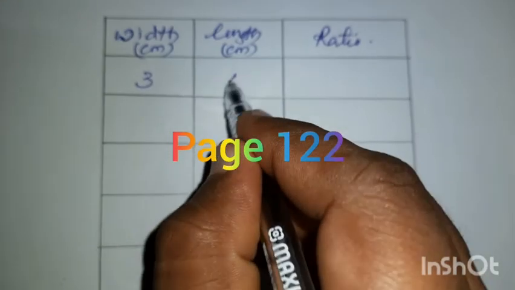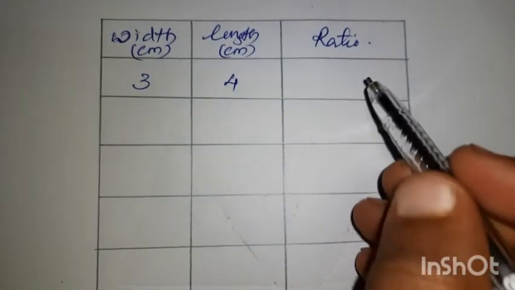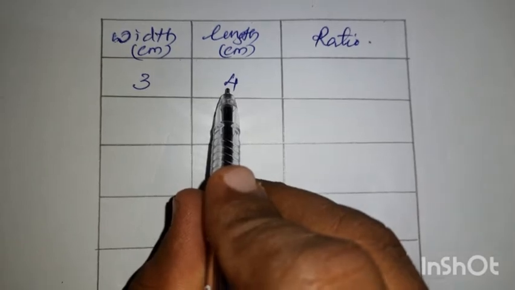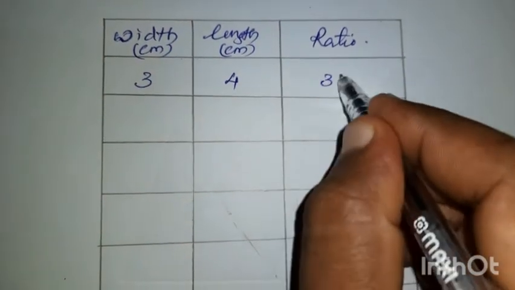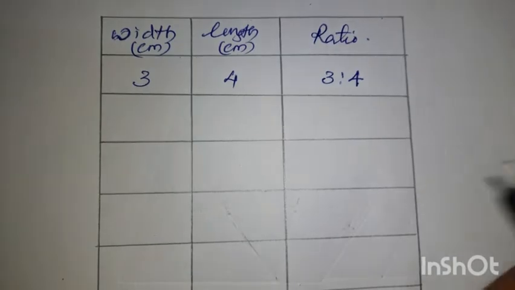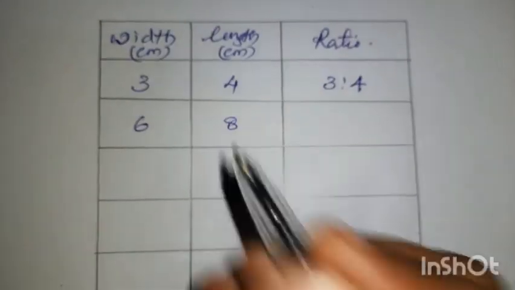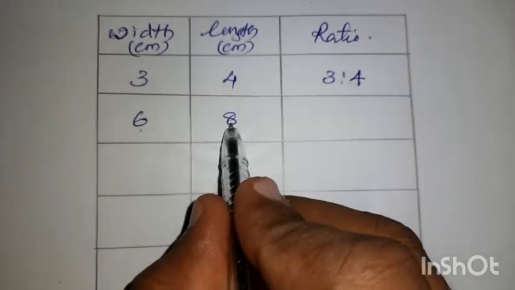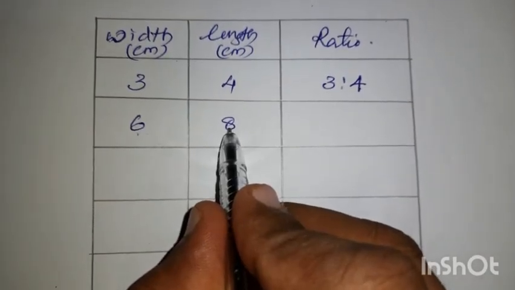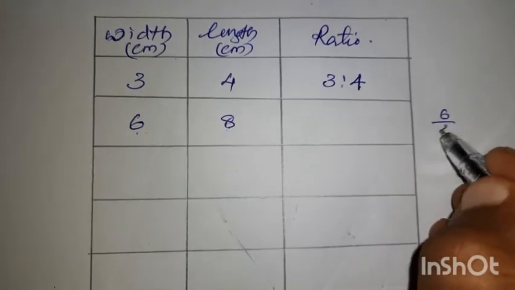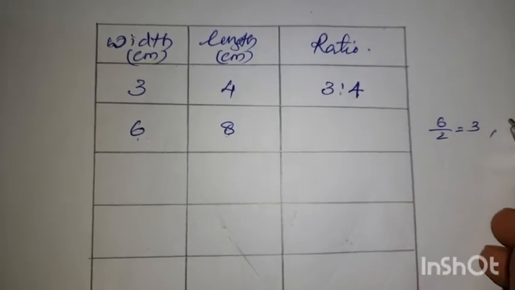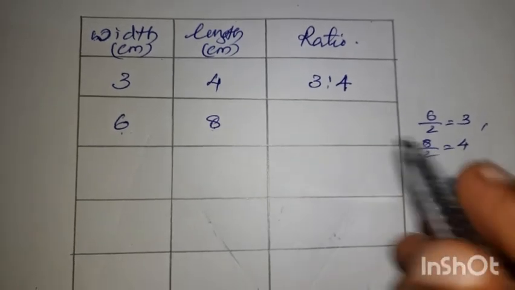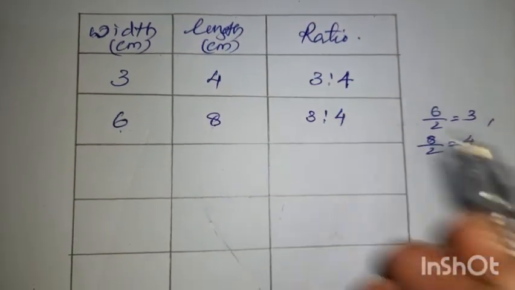Width 3 centimeter, length 4 centimeter. What is the ratio? We cannot divide any number commonly into these two numbers, so you can write the ratio as 3 is to 4. Now 6 and 8. These two numbers we can commonly divide by 2. 6 by 2 is equal to 3, 8 by 2 will get 4. So you are getting the ratio as 3 is to 4.